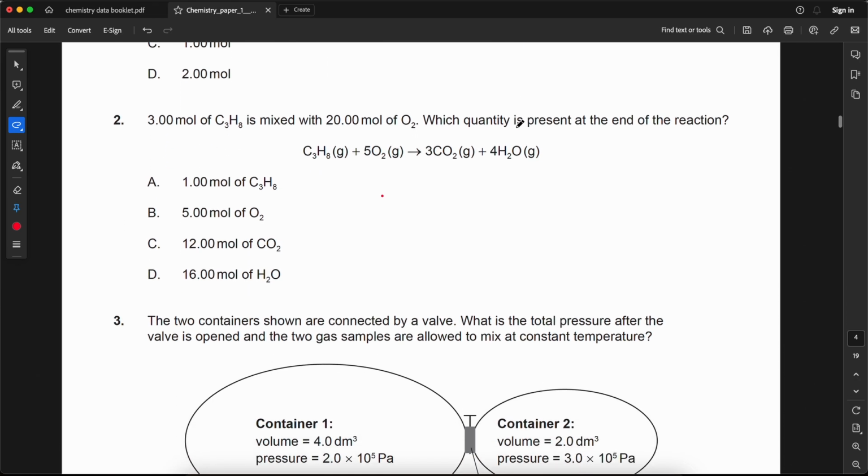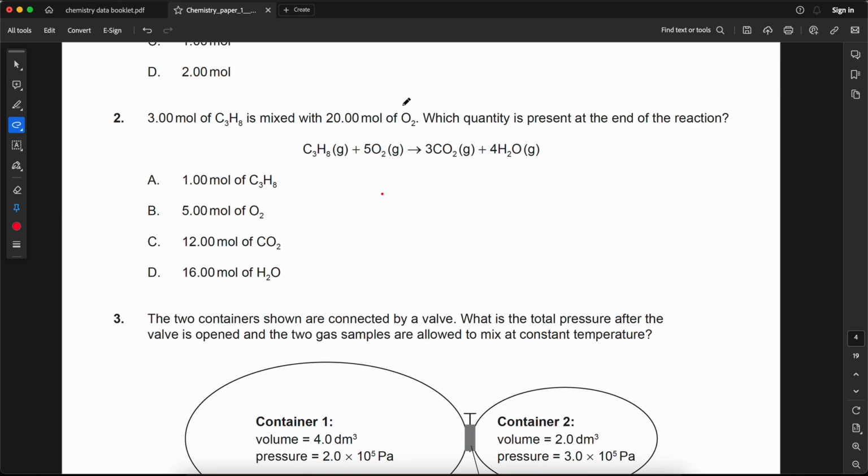3 mole of C3H8 is mixed with 20 mole of oxygen. Which quantity is present at the end of the reaction? So initially, it will have 3 mole for C3H8, and this is 20 mole. All right. So how many mole are reacted? C3H8 is acting as the limiting reactant because the number of mole is very low. So this will be finished. There is no more excess.